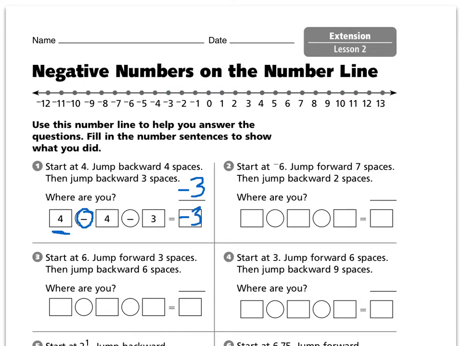Let's look at number 2. Start at negative 6, so I'm going to fill in my number sentence. And I'm going to jump forward 7 spaces. I know that's 6 plus 1 more is 7. So plus going forward would be plus 7. And then I jump backwards 2 spaces, so I'm going to subtract 2, 1, 2, and I'm going to be at negative 1.